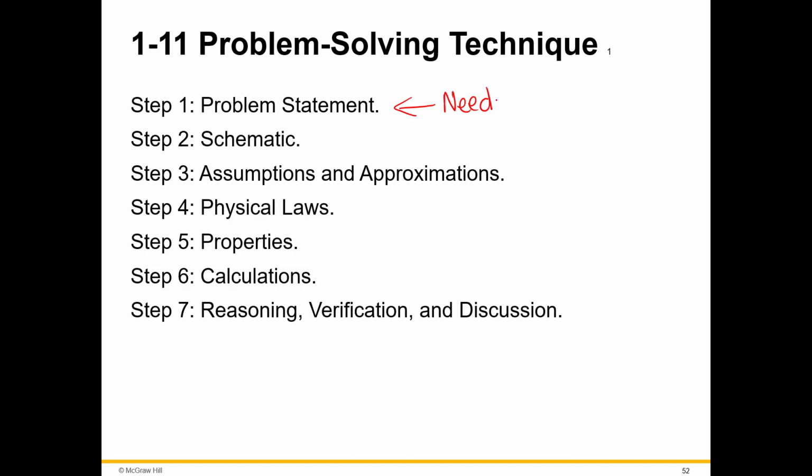So if the question is asking you, find P2, your need is to find P2. That's what you need. You need the pressure at the second state. That's what I need. Put that problem statement right up top. All right? Because you need to know where you're going before you start trying to go.